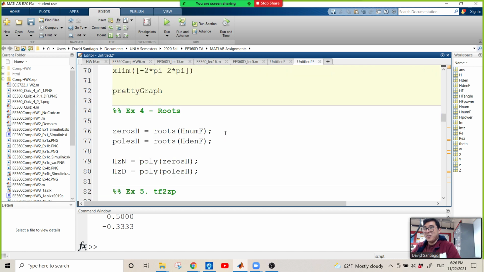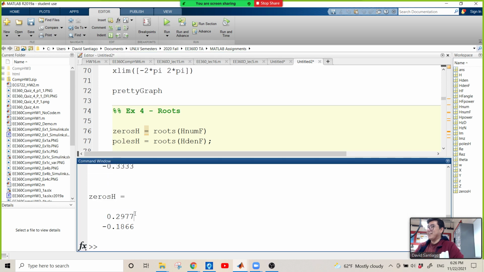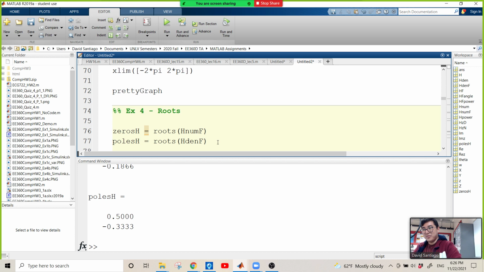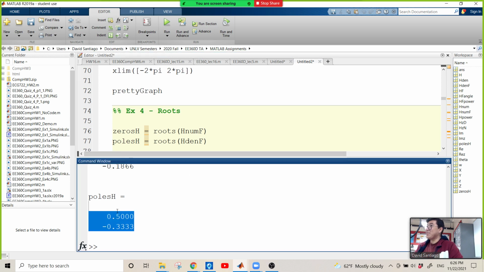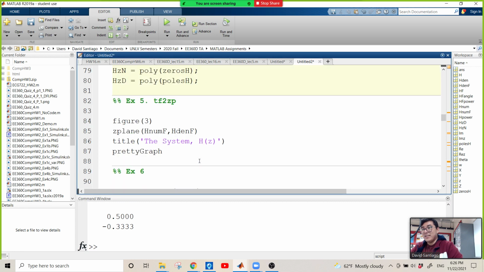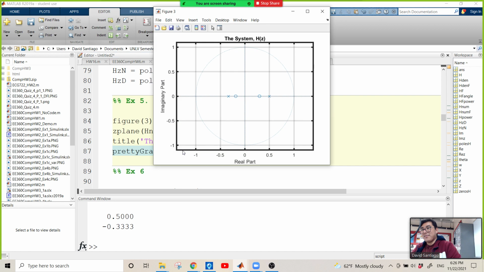And then, where are our poles and zeros? Where are the poles and where are the zeros? Actually, where are the zeros? The zeros are located at, okay. And then where are our poles? There you go. You see, you can check your answers. Okay, and then tf2zp. Oh, I know what this is. I don't know why I put that. See that? Look at that. That looks like our diagram that we drew.